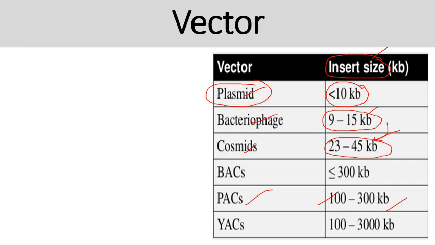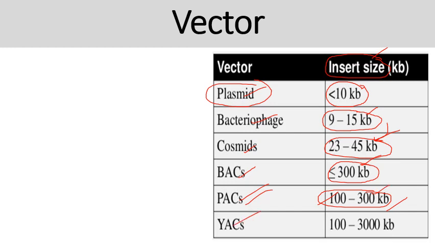दैन देयर आर सम वेक्टर्स विच कैन कैरी अ लार्ज फ्रेगमेंट ऑफ डीएनए फॉर क्लोनिंग, दैट इज बैक, दैट इज बैक्टीरियल आर्टिफिशियल क्रोमोसोम्स, जो कैरी कर सकते हैं डीएनए अप टू 300 किलो बेसिस या इससे कम. दैन वी हैव बैक्स, दैट इज phage artificial chromosomes, phage derived artificial chromosomes. They can carry the size of DNA insert of 100 to 300 kilobases.